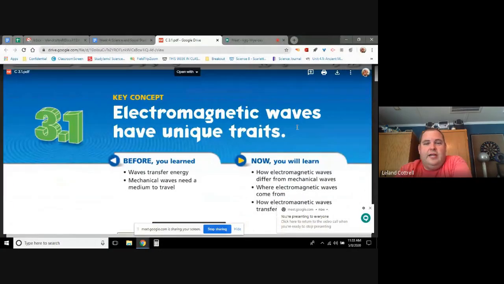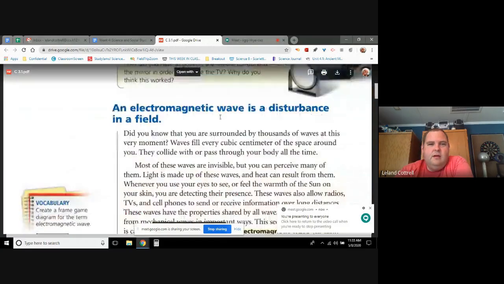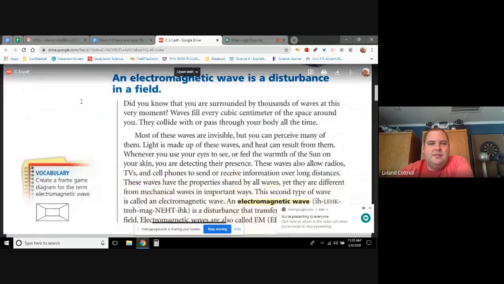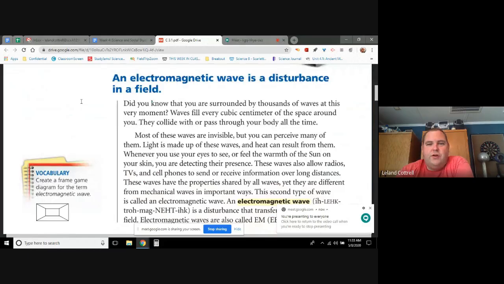This week, we'll be taking a look at electromagnetic waves and how they have unique traits. An electromagnetic wave is a disturbance in a field. Did you know that you are surrounded by thousands of waves at this very moment? Waves fill every cubic centimeter of the space around you.